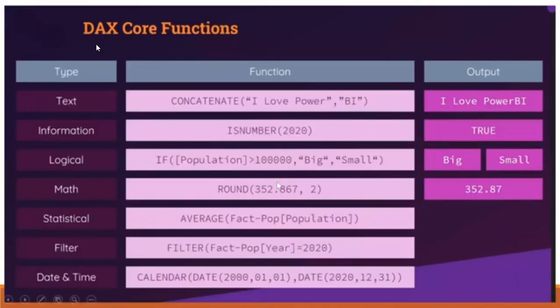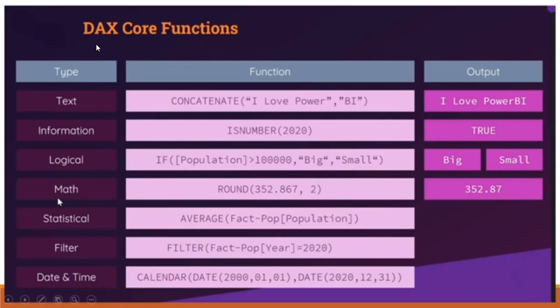One of the examples is, let's say you want to round off this particular value, 352.867. Right now, it has 3 decimal places. Let's say you want to round it off to just 2 decimal places. Using the round function, first you specify the value, and then after the comma, you specify to how many decimal places you want to round off this number. We want to round it off to 2 decimal places, so you specify the number 2, and the result will be 352.87.